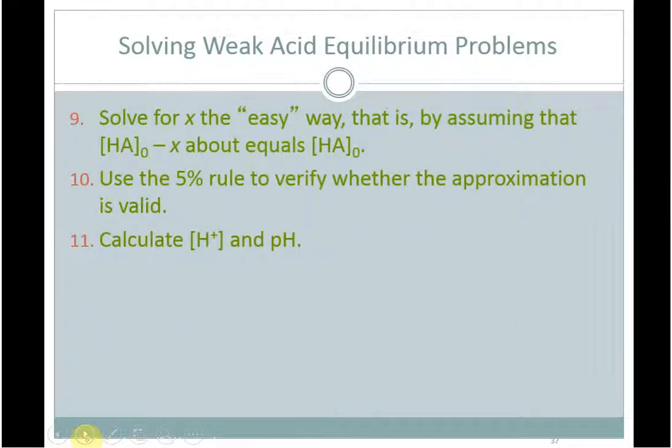Guys, first and foremost, remember that chemists are lazy. If it's within 5%, and almost all of the problems I give you are going to be able to make that assumption, you can discount x at some point so you don't have to use your quadratic. As long as it's within a 5% error, we're pretty happy with that.